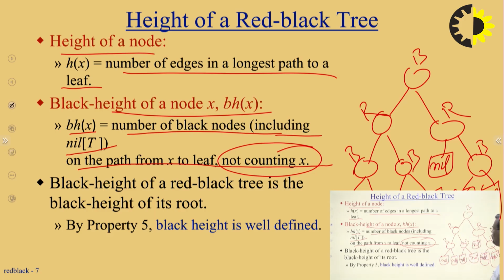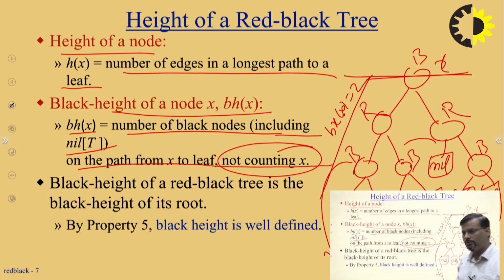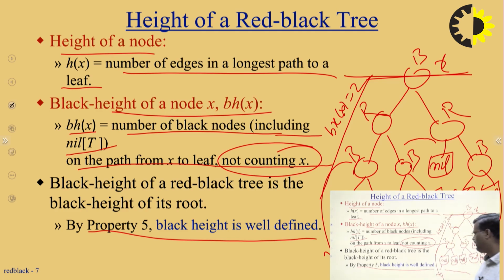Okay. Suppose we want to find out the black height of this X. Then how many black nodes are there? What is the black height? The nil color is also black, and this means the number of black nodes. Then the black height of X is defined here, and we can say that property 5, black height, is well defined.